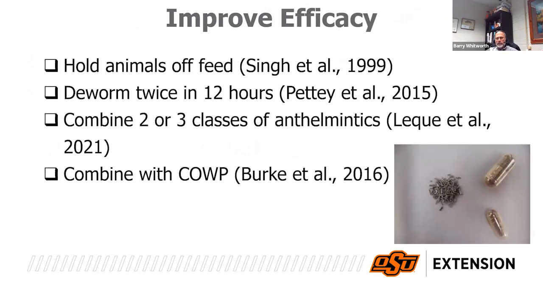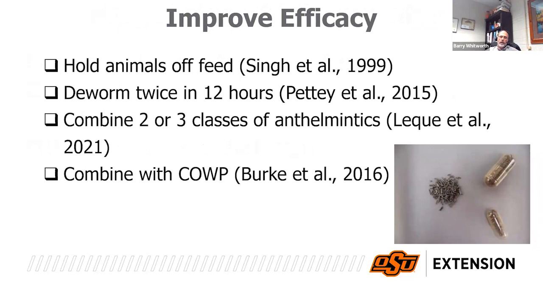Other things you can do: holding off feed from animals for 12 to 24 hours is shown to improve efficacy. And the reason it does is it slows down the amount of time that the material passes through the digestive tract, so we increase contact time with the drug. Deworm twice in 12 hours. That means like deworm at 8 in the morning and do it again at 8 in the evening.